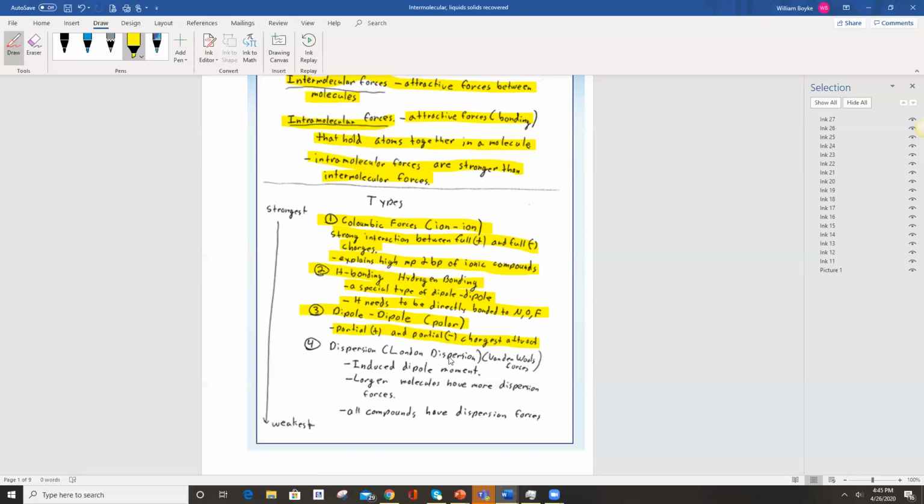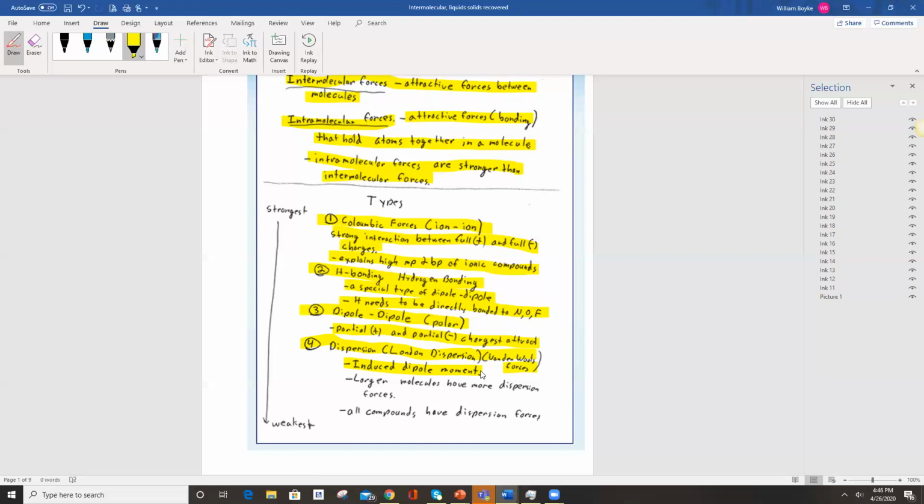The fourth type goes by a lot of different names. These are sometimes called dispersion forces, sometimes London forces, sometimes London dispersion forces, sometimes van der Waals forces. This is the idea of an induced dipole moment. Now, we need to explain really what that is. For these dispersion forces, all molecules have dispersion forces. But there's one type of compound that we haven't talked about yet, and those are the nonpolar compounds.